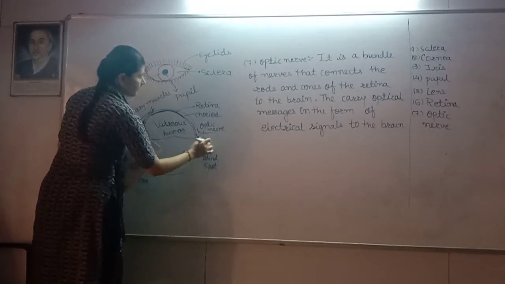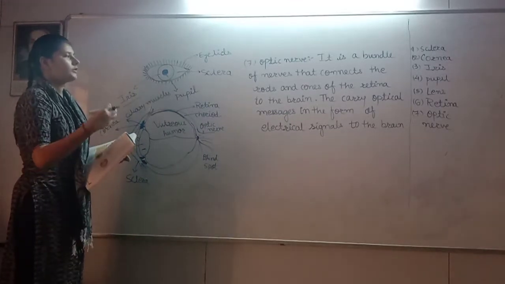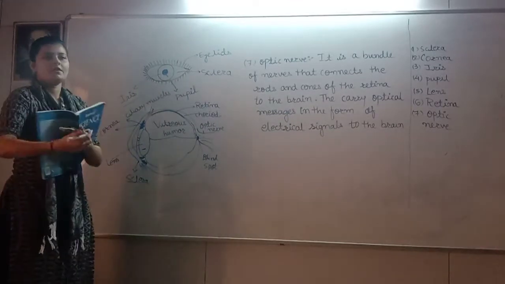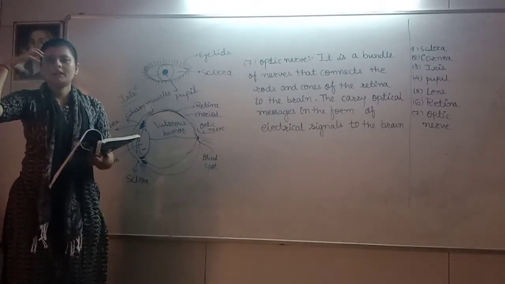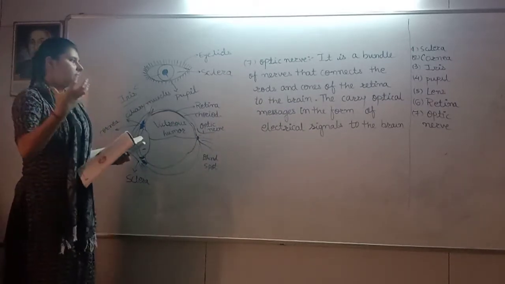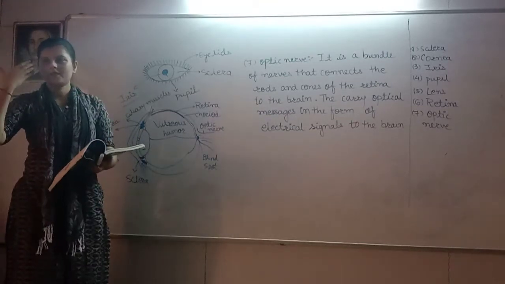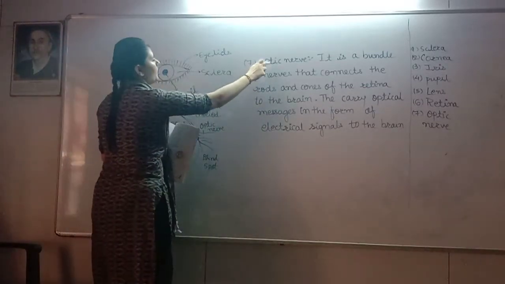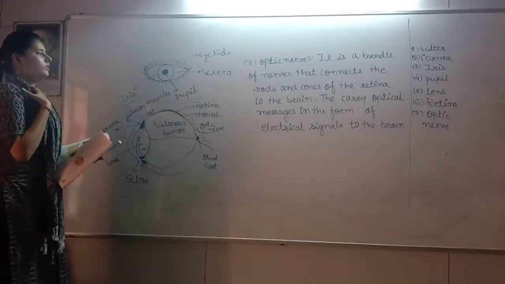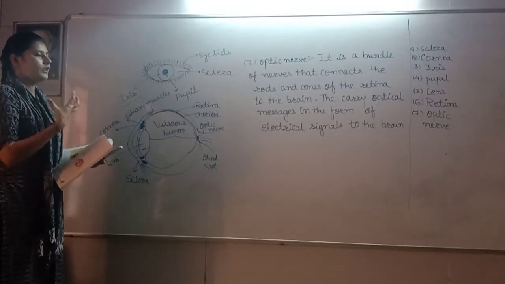About the optic nerves, right? It is a bundle of nerves that connects the rods and cones of the retina to the brain. So they are kind of the path which connects to the brain. Whatever image you are seeing is going to be sent to the brain like messages, and that part is played by the optic nerves, right? They carry the optical messages in the form of electric signals.